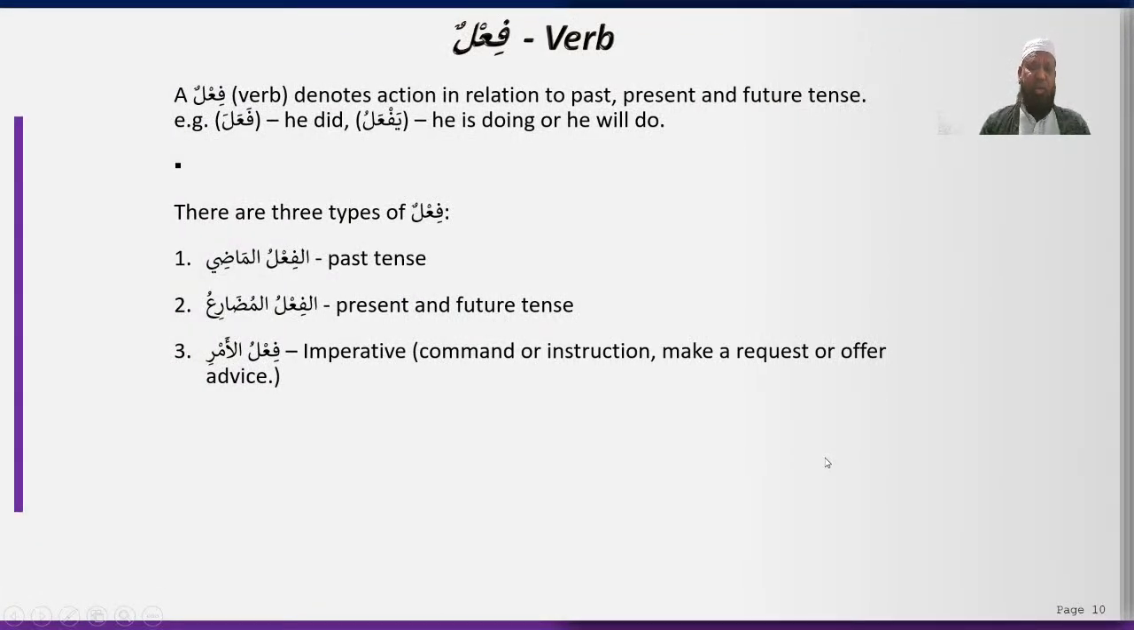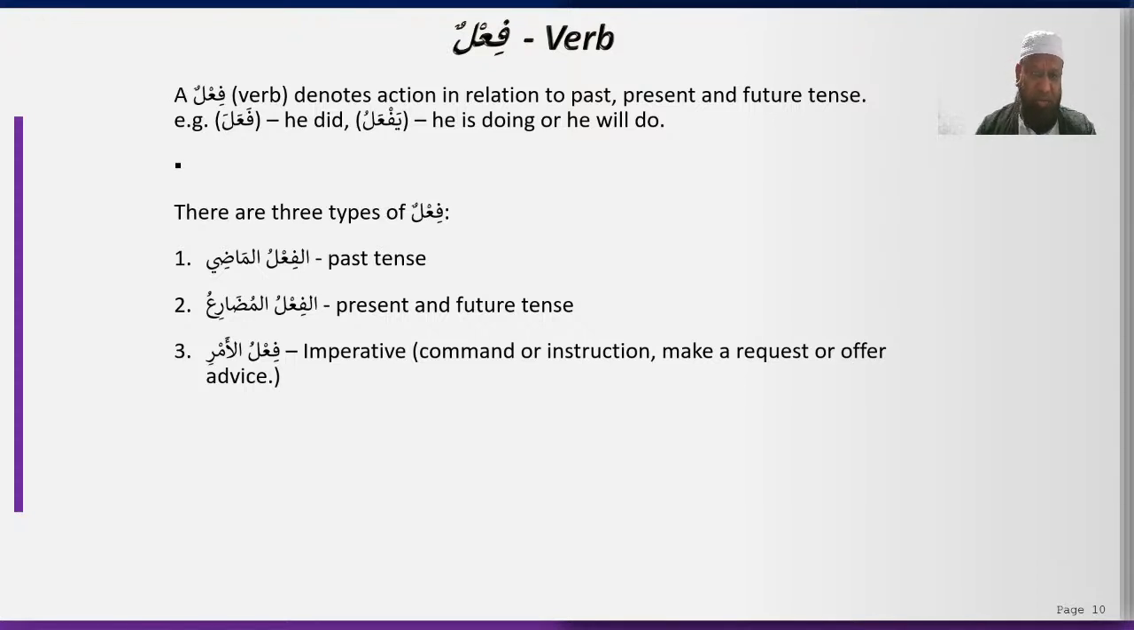Now we know the three rule letters. The first letter is called the fa'ul kalima. The second letter is called the ainul kalima. And the last letter is called the lamul kalima.